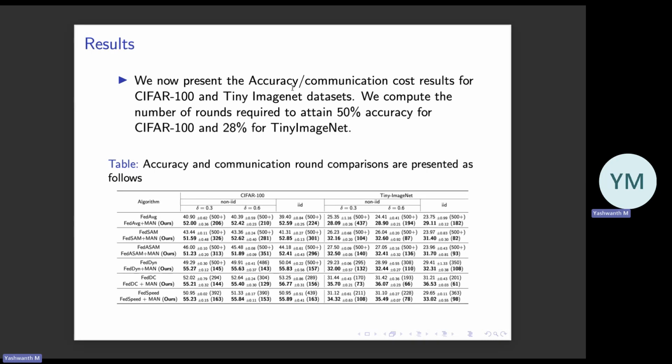We now present the accuracy and communication cost results for the CIFAR 100 and Tiny ImageNet datasets. We compute the number of rounds required to attain 50% accuracy for CIFAR 100 and 28% accuracy for Tiny ImageNet. As we can see, whenever the activation norm regularizer, the MAN regularizer, is applied to any of the algorithms, we can see a significant boost in performance, and also in the communication rounds required to achieve the specified target. For example, for CIFAR 100 at 50% accuracy, FedDyn requires 500 rounds to attain 50% accuracy, while FedDyn plus MAN requires only 145 rounds.